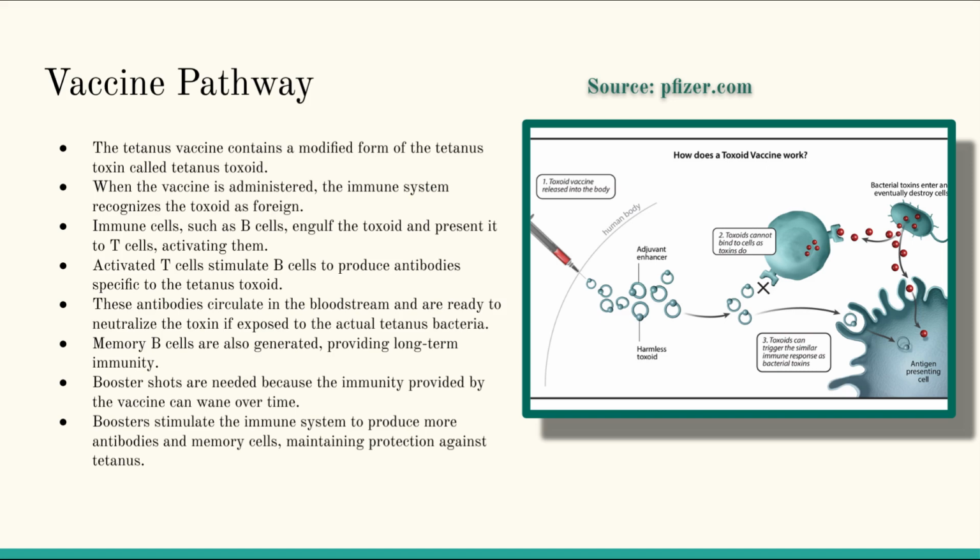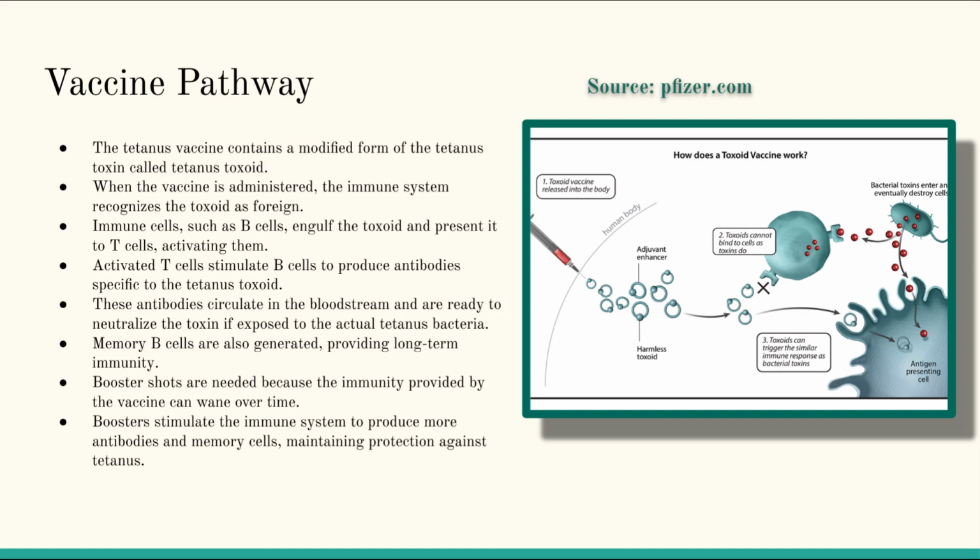And now these T cells activate B cells, and these B cells now produce antibodies specific to the toxin. And it's important to know that the antibodies produced are specific to the toxin and not to the bacteria itself. More on that later. Additionally, since we have these antibodies in our bloodstream, memory cells are also produced, and these enable long-term immunity. And to further this long-term immunity, we use booster shots.